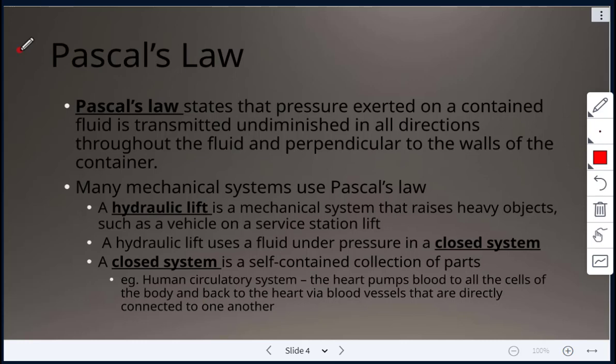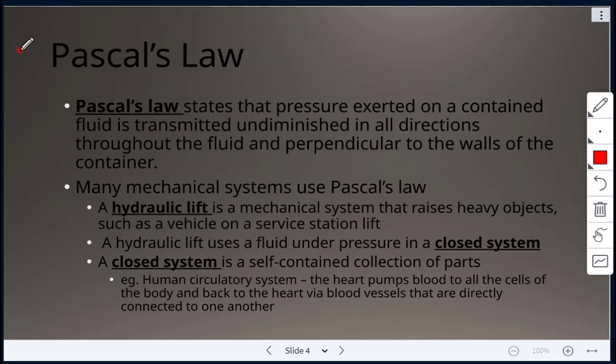All right, so that leads us to Pascal's law. Pascal's law, which we've covered before, so this would be review again, states that pressure exerted on a contained fluid, so in a closed system, that pressure is transmitted undiminished in all directions throughout the fluid and perpendicular to the walls of the container.